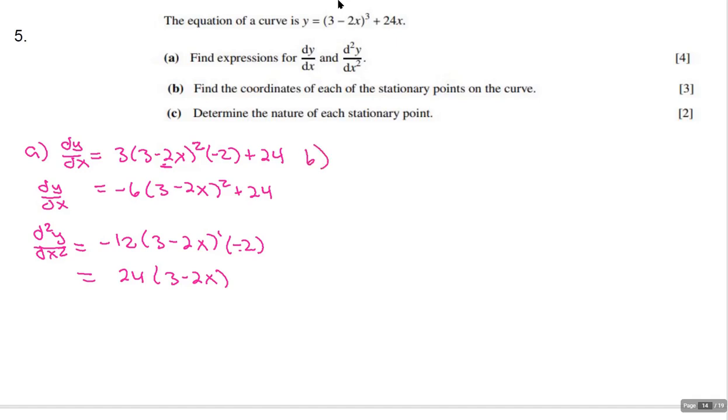And then B, it says find the coordinates of the stationary point, and that means I'm going to make my derivative equal to 0. So 0 equals negative 6, 3 minus 2x squared plus, whoops, let's try that again.